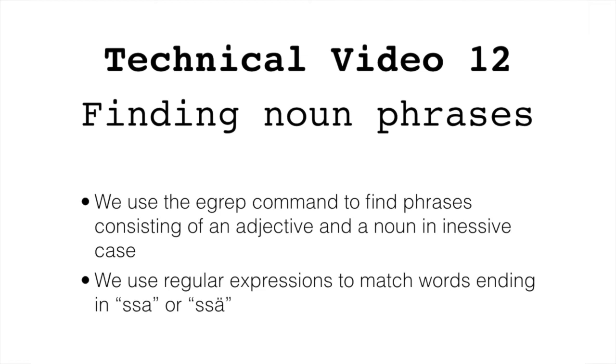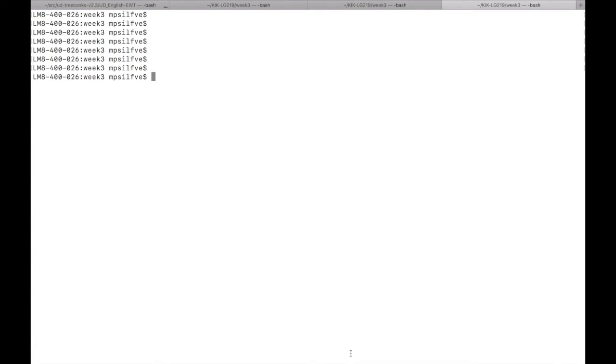In this video, we'll see how we can use Unix command line tools, and more specifically a command called egrep, for finding linguistically relevant information in a finished text file. And we'll use egrep to locate noun phrases consisting of an adjective followed by a noun, where both are in inessive case.